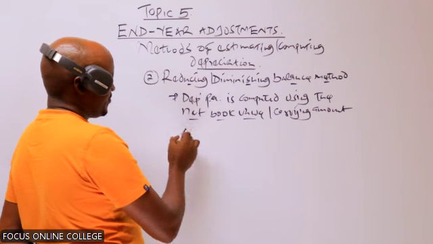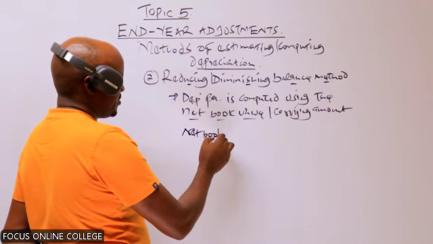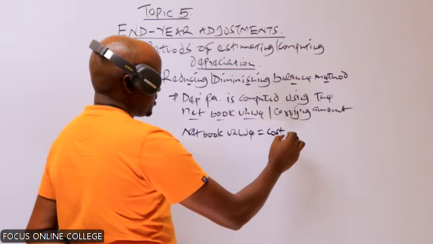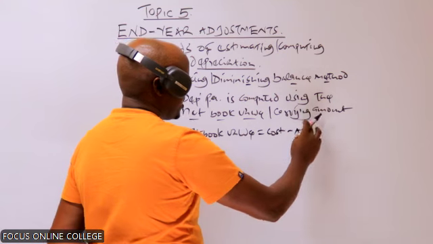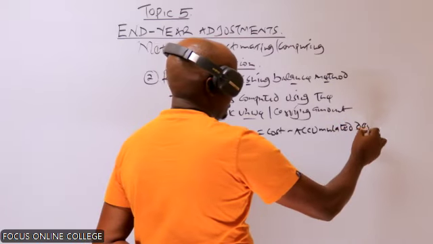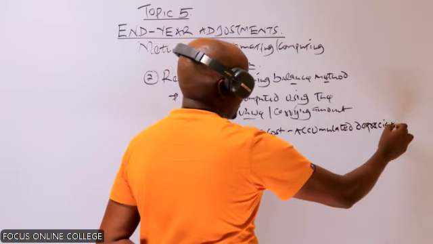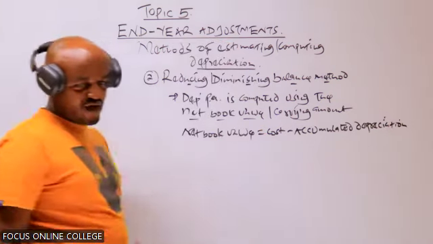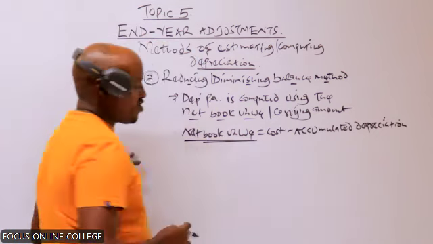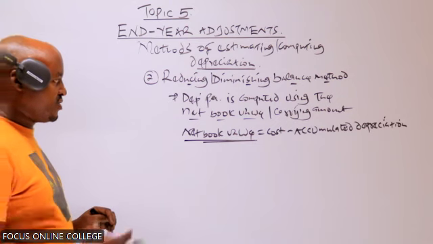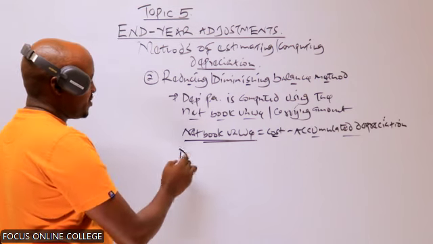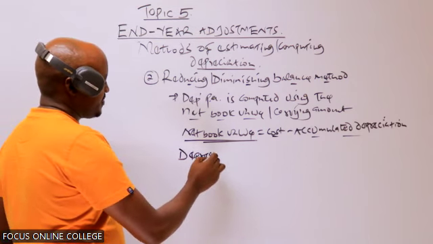So the net book value of an asset, which is also known as the carrying amount, is equal to the cost minus the accumulated depreciation. Under this method, we compute the depreciation of assets based on the net book value. So net book value is equal to the cost minus accumulated depreciation. How do we compute the depreciation of an asset per annum?